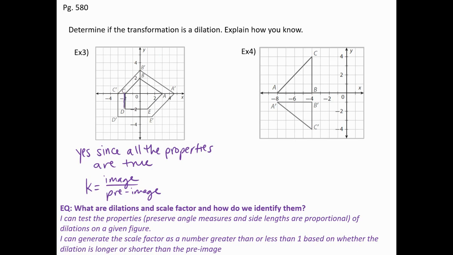So C to D right here is 2 units, and I'm going to compare that to C prime to D prime, which is 3 units. I'm going to put that into my scale factor. Now be careful, it's image over pre-image. Image means the end result, which was 3, over the original, which was 2. So our scale factor is 3 over 2. And there we have it. All right, on to number 4. So that is, again, much more normal for how we find scale factor.